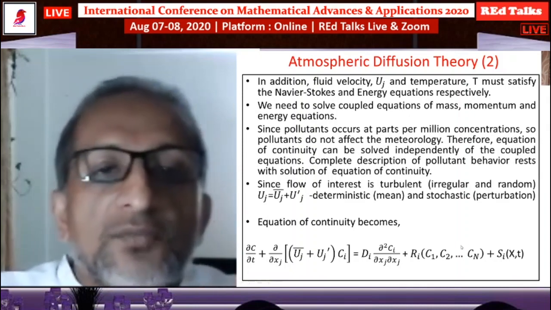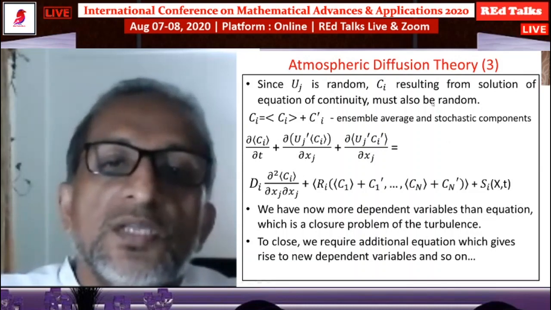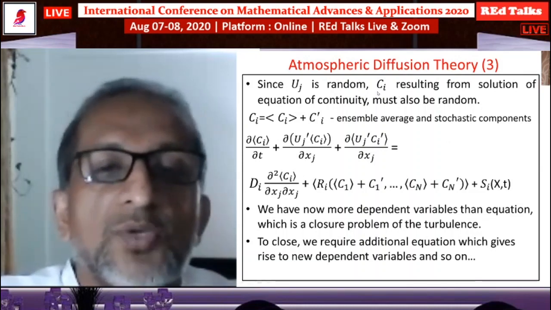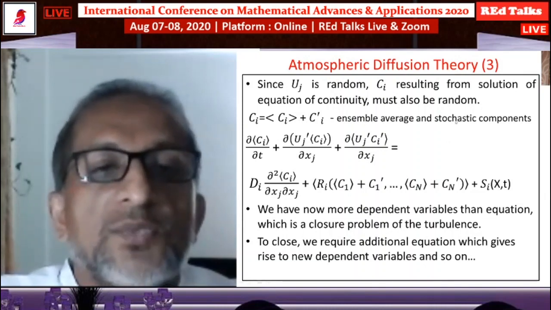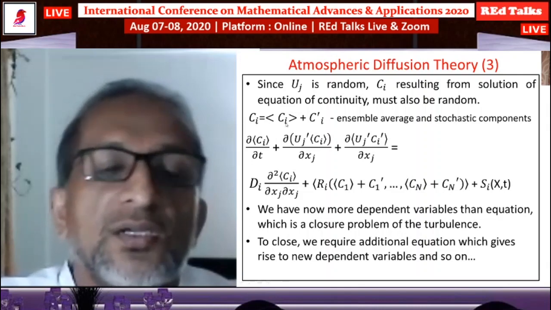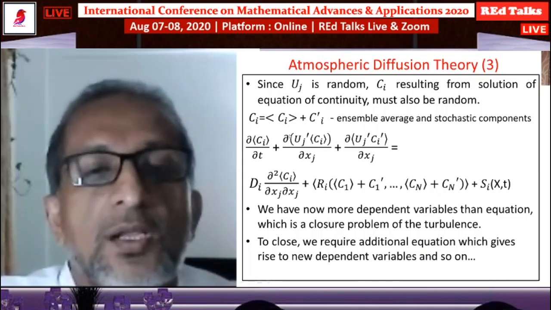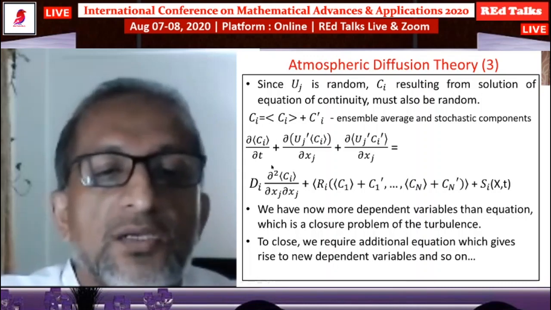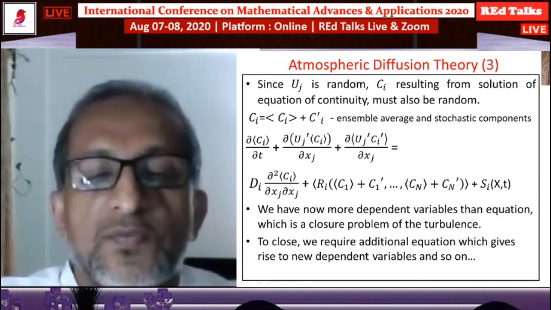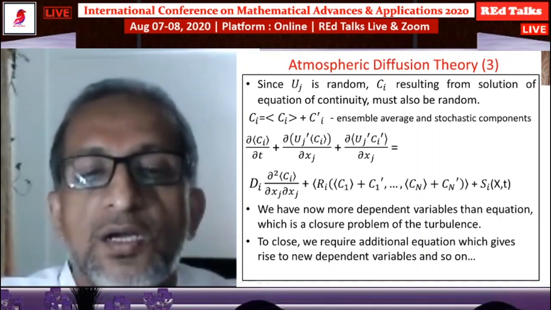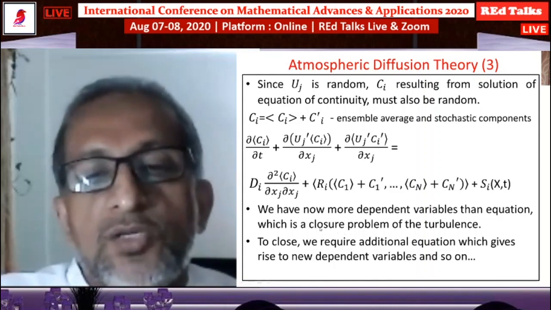Since uj is random, ci is also random. Therefore, we must decompose ci again into two components: the ensemble average and the stochastic component. Again, we substitute ci into the atmospheric equation, and then we have this. But the problem here is that we have more dependent variables than equations, which is called the closure problem of turbulence. So we need to close it.